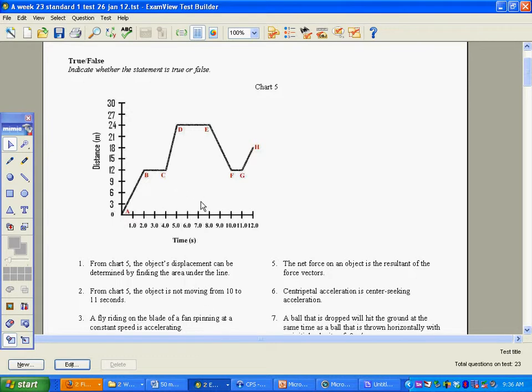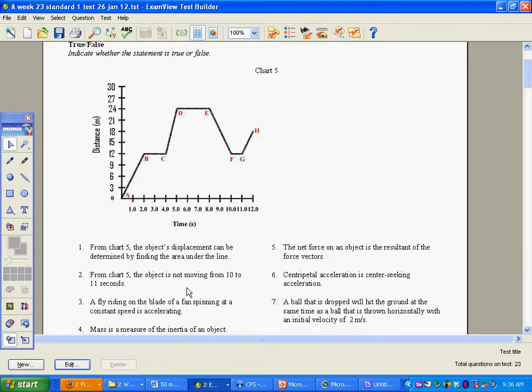Okay, number 3, a fly riding on the spinning blade of a fan at a constant speed is accelerating. Okay, remember, there's centripetal acceleration. Don't forget that. Also, remember, the velocity is not going to stay the same because what changes? The direction. Okay, so if your velocity is changing, you call that what? Begins with an A. Acceleration. Okay, so number 3 then would have been true.